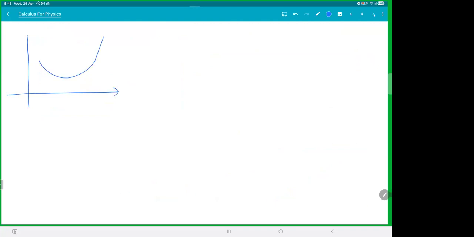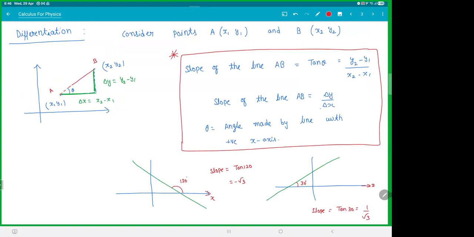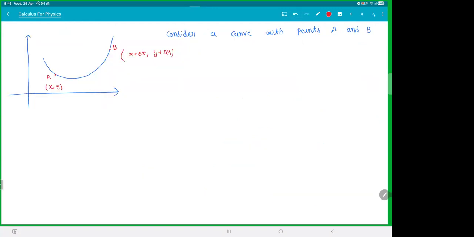Now, what if I take a curve? You have taken some random curve. I have no idea. It could be any random curve. Consider a curve with points A and B. So I have taken A here, I have taken B here, and I will say, okay, these coordinates are x comma y. I'll call B as x plus delta x and y plus delta y. Basically, you can clearly see x plus delta x is the horizontal distance, delta y is the vertical distance, right?